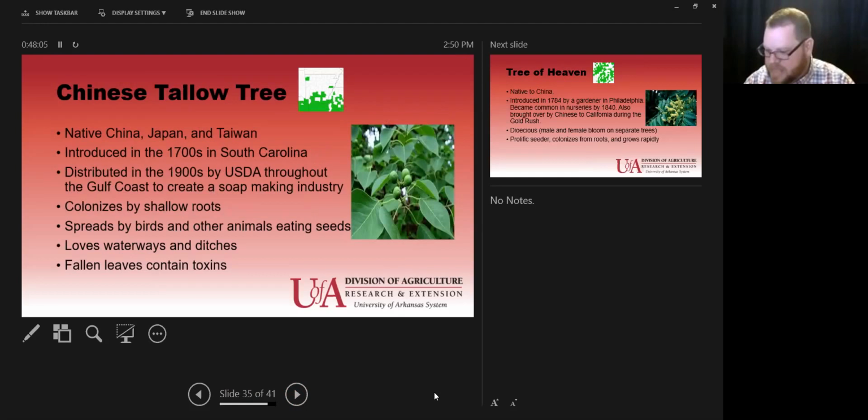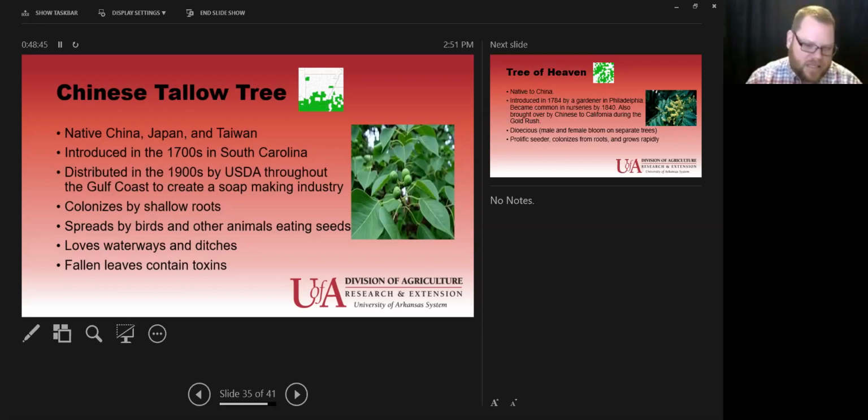Chinese tallow tree, when I was about 10, my grandmother decided to plant one in my mama's yard, and it has gone crazy in the last however many years. I won't tell my age, but Chinese tallow trees were native to China and Japan and Taiwan. They were introduced to the United States in the 1700s in South Carolina. And then in the 1900s, the USDA, in an effort to create a soap making industry, distributed Chinese tallow trees all through the Gulf Coast. And that became a problem fairly quickly.